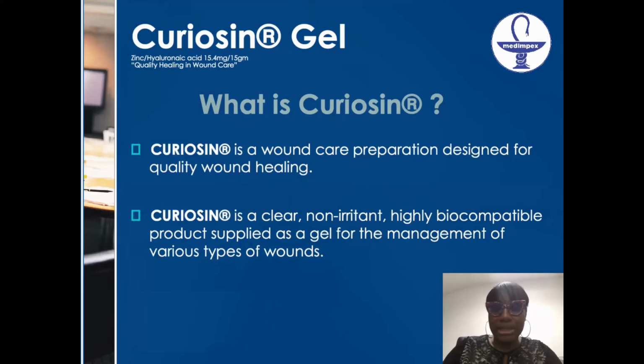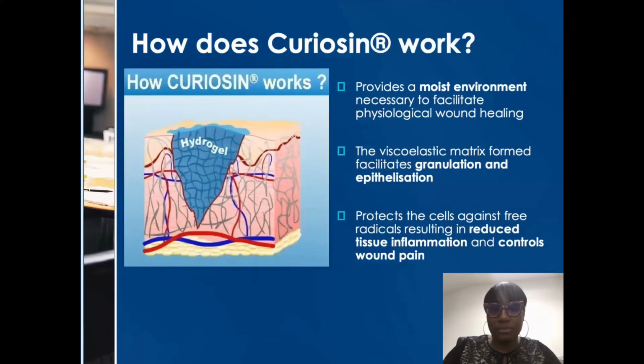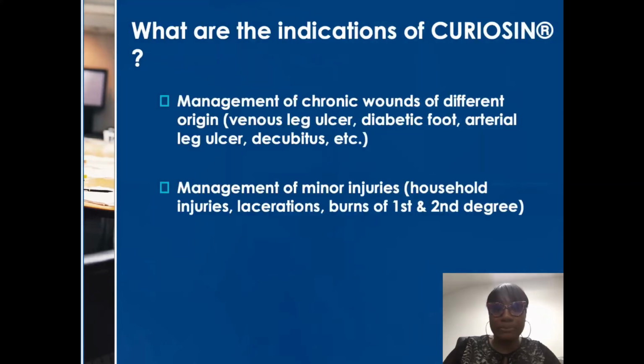Up next, I would like to highlight our Curiosin, which is no stranger product to the dermatology line here at Medimpex. Curiosin is a wound care preparation designed for quality wound healing. It is a clear, non-irritant, highly biocompatible product supplied as a gel for the management of various wounds. It works by providing a moist environment necessary to facilitate physiological wound healing. The viscoelastic matrix formed facilitates granulation and epithelialization. It protects the cells against free radicals, resulting in reduced tissue inflammation and controls wound pain.